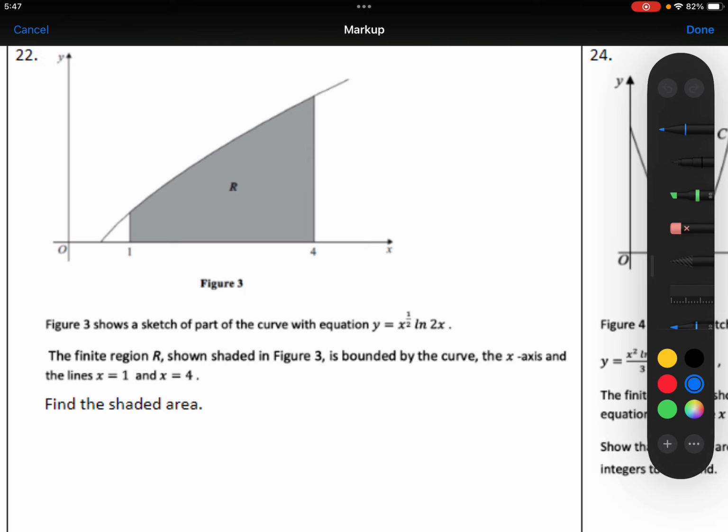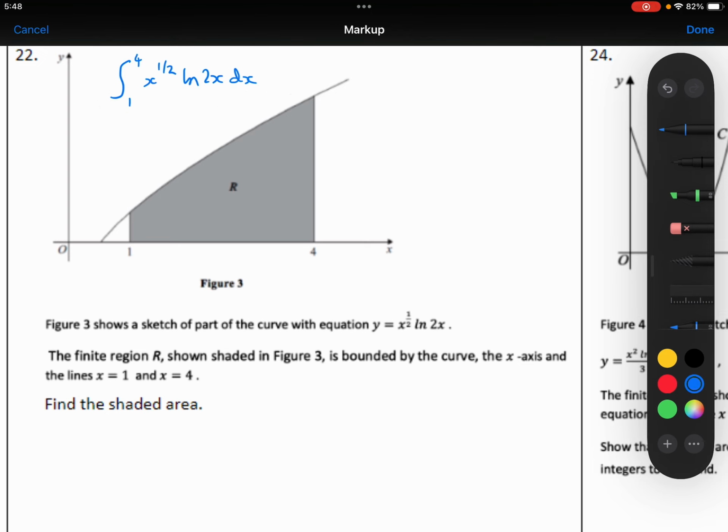We want to work out the area under the curve x to the power half ln 2x between the limits of 1 and 4. So we're going to integrate between 1 and 4, x to the power half ln 2x with respect to x. I'm going to do this with integration by parts because I know that when I differentiate that ln, it's going to become much simpler.